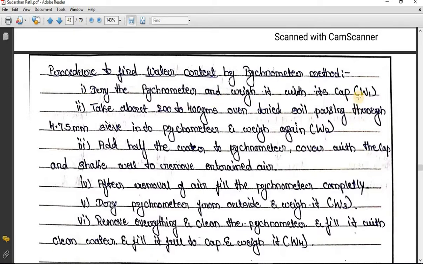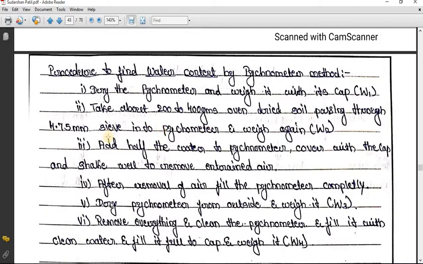I will show the image of the pycnometer in the next session. We are going to consider the empty weight as W1. We are going to take about 200 to 400 grams of oven dried soil. Remember, the oven dried soil must pass through the 4.75 mm sieve, meaning fine grained soil. We will discuss fine and coarse grained soil later.